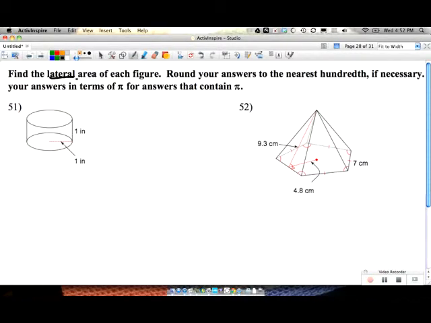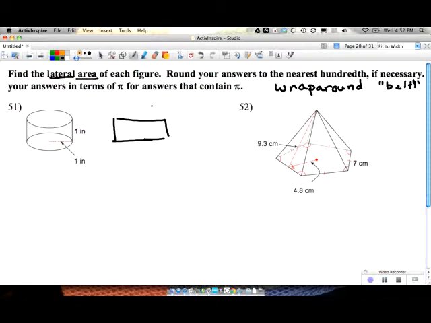We're looking at lateral area. Lateral, I like to think of as the wraparound. Sometimes I like to refer to it as kind of like the belt. So let's look at this piece here. We got a 1-inch radius and a 1-inch height.